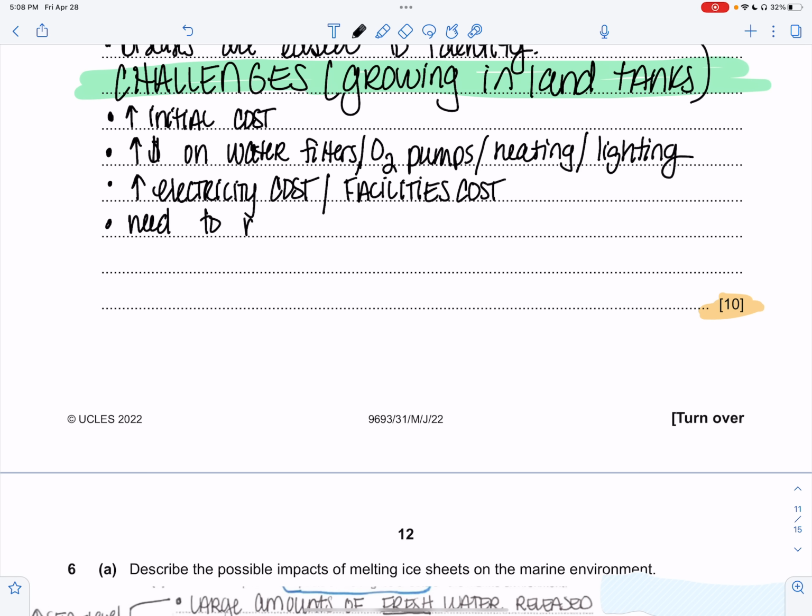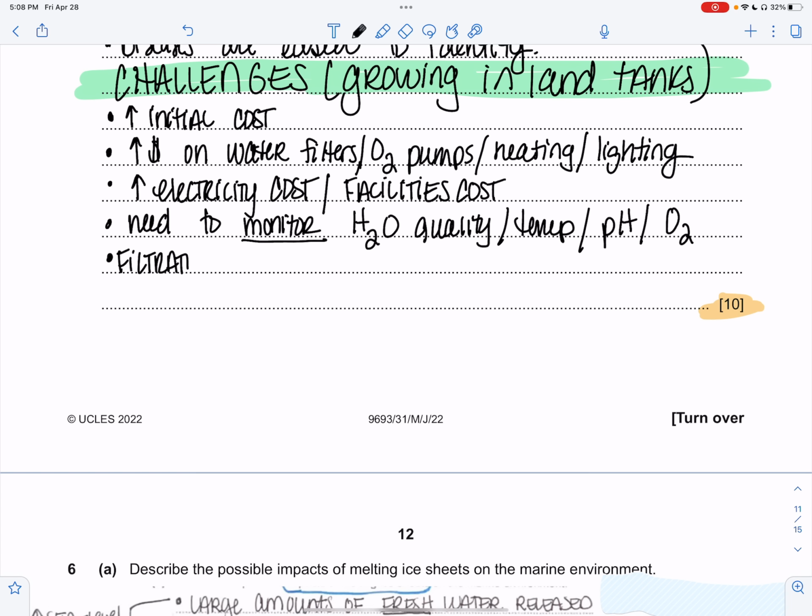You're going to need to monitor lots of water quality: the temperature, which wouldn't have to happen in a natural sea cage environment, the pH of the water, the oxygen. We're going to need filtration systems to filter out the water and clean the water.